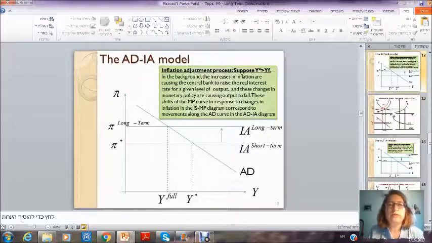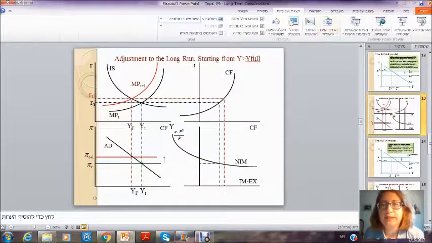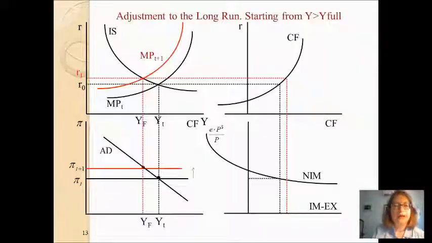Okay, so I wanted to continue to talk about the four diagram model, and here I have the four graphs. We see here that we always first, when we solve these problems, have to make sure that we know where Y is in relation to Y full.